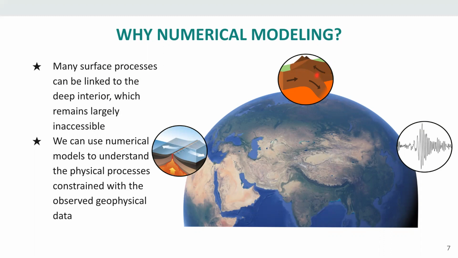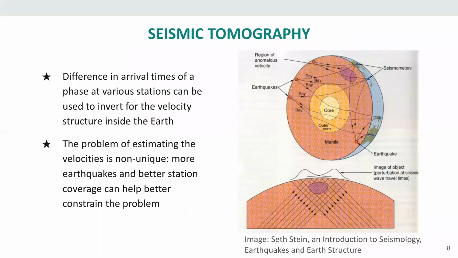One such dataset which I will use today is seismic tomography, that is the difference in arrival time of a phase at various stations. And this is a non-unique problem. That is, if we have a low velocity anomaly here and we look at the arrival times at the surface, the same arrival times can be explained by having a low velocity here and here.